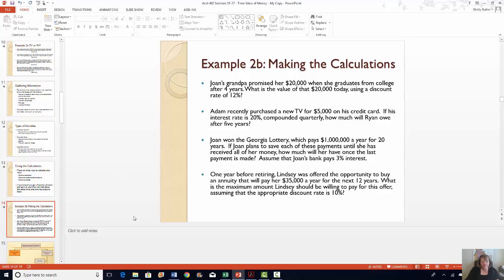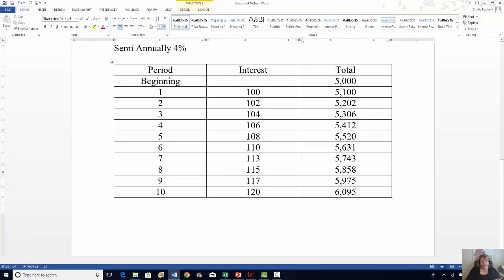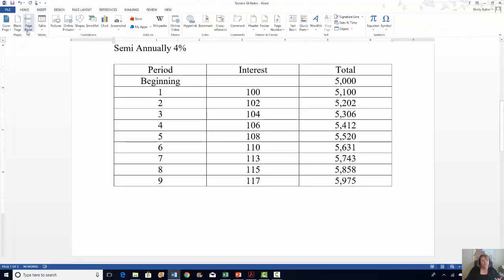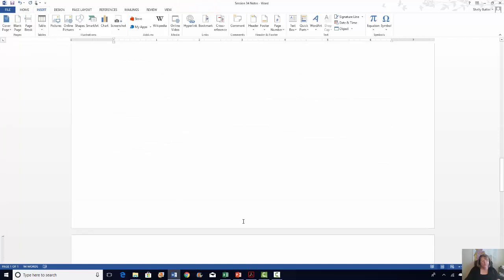So we have all of our money, I'm going to have to insert a page break. Right there. All right. So we're looking for a present value of a lump sum.